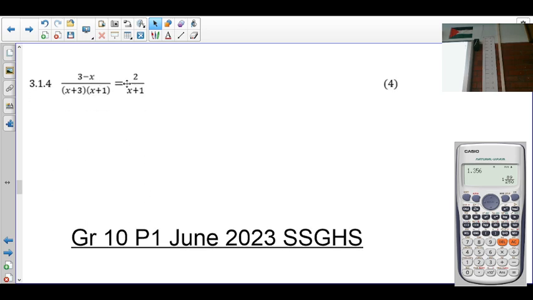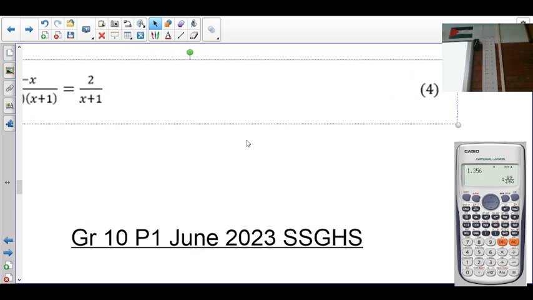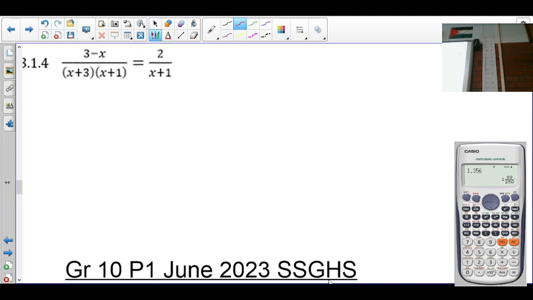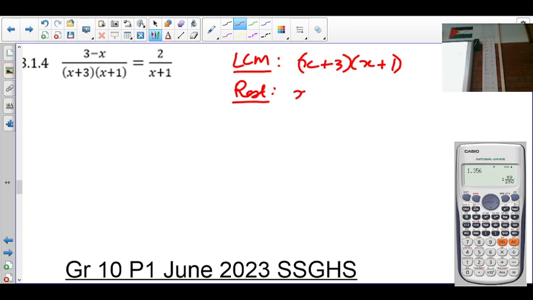Let's go with the next one, people. Here we've got a variable in the denominator. So what's your LCM here? LCM: x plus 3, x plus 1. Now, if there's a variable in the denominator, of course there will be a restriction involved. So for which values can x not be equal to? Negative 3. Why? Because x plus 3 can't be 0. So x cannot be equal to negative 3 and x cannot be equal to negative 1.